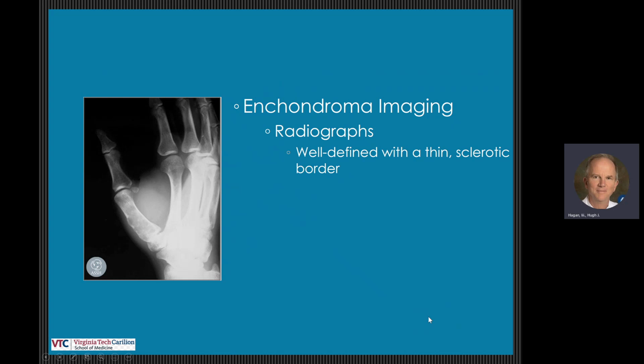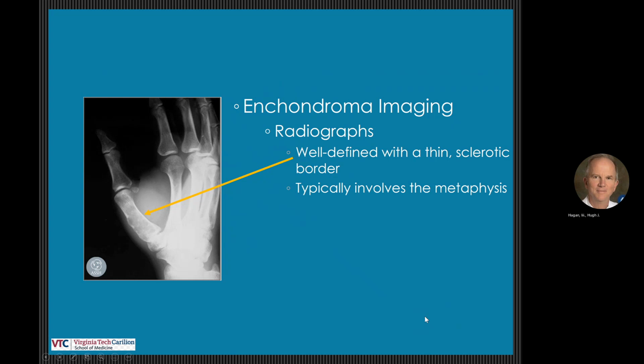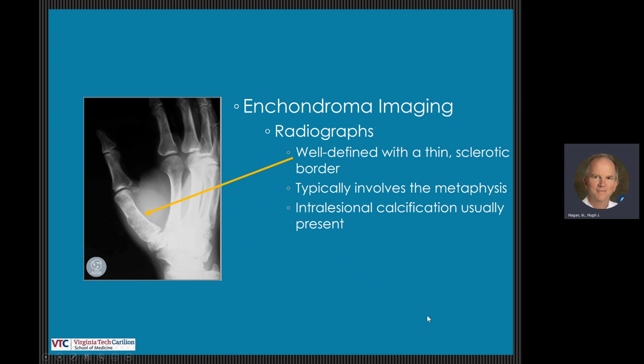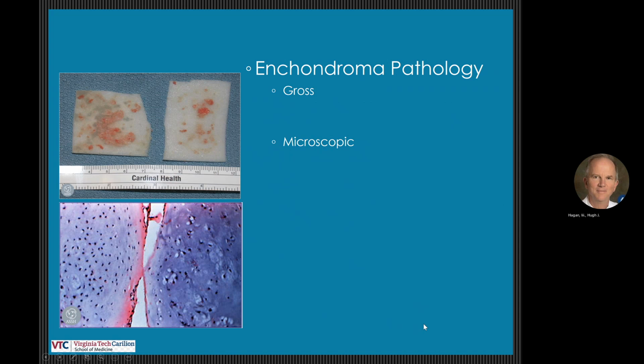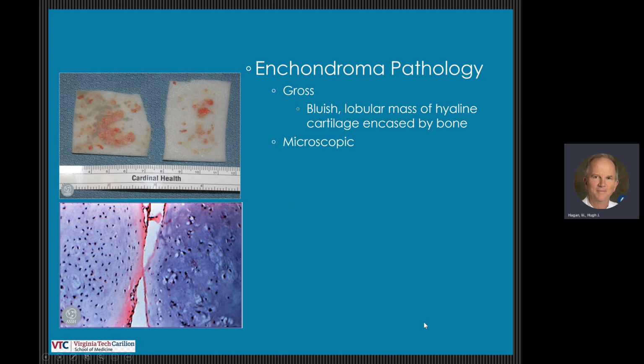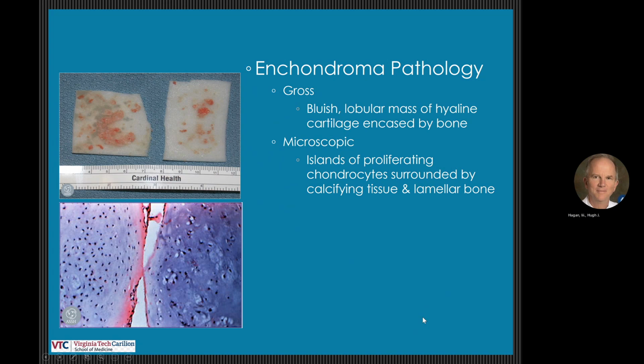X-rays will show a very well-defined lesion within the bone with a very thin sclerotic border. There's usually some calcification, as is often noted on any calcified tumor or cartilaginous tumor. And soft tissue extension and periosteal reaction are very rare. These are slow-growing lesions. They do not really affect the bone unless there's a fracture. Grossly, they look like cartilage. And microscopically, you see chondrocytes with bone and calcifying tissue.